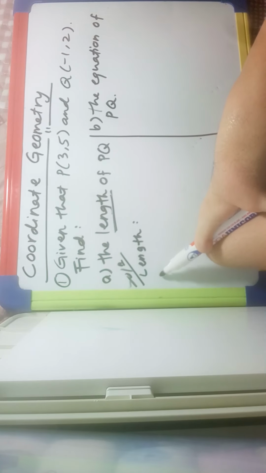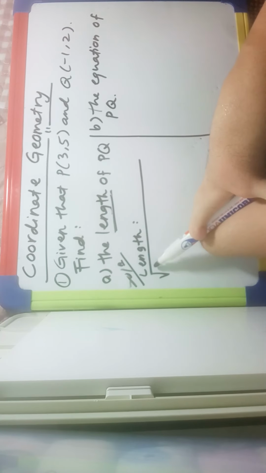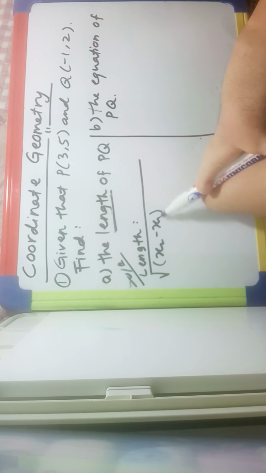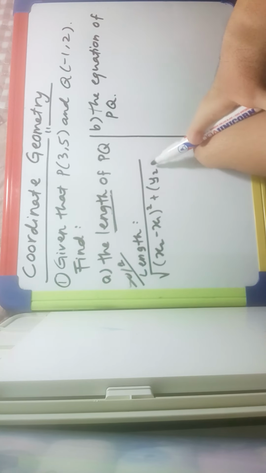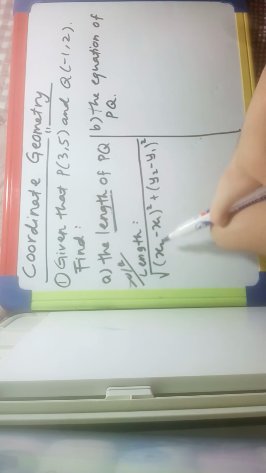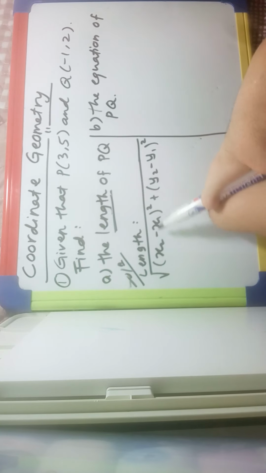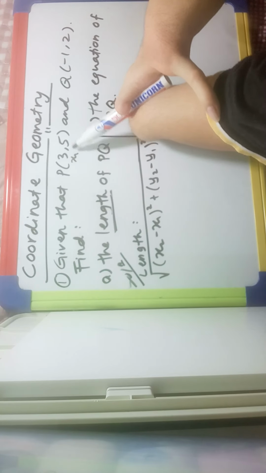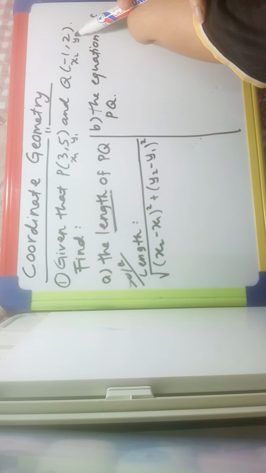any two coordinates given. The formula is the square root of, in brackets, x2 minus x1 squared plus y2 minus y1 squared. Which one is x1 and x2? Let's say this point P (3, 5) we call x1 and y1. This one we call x2 and y2.